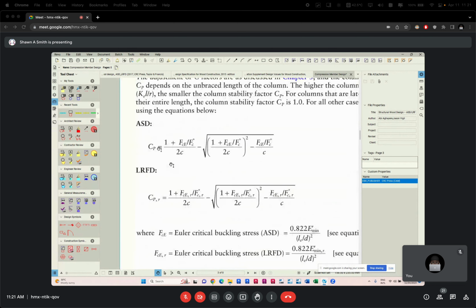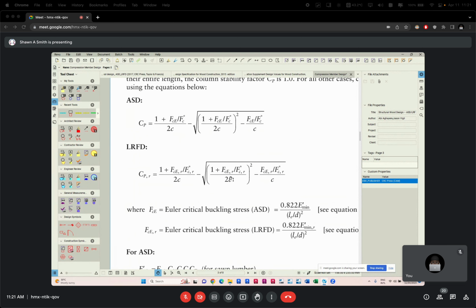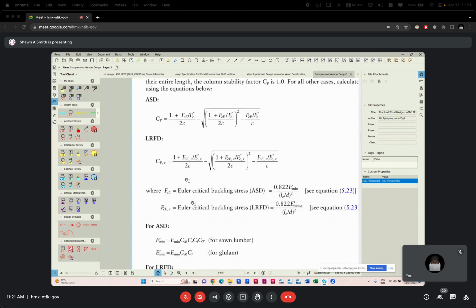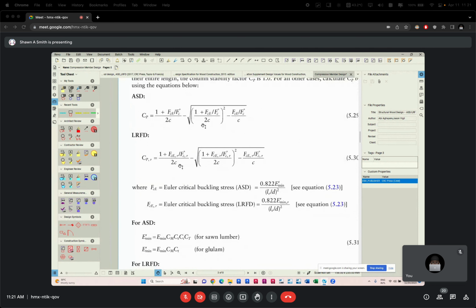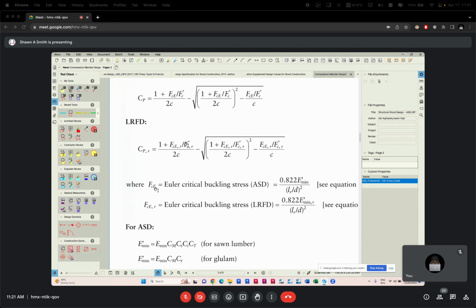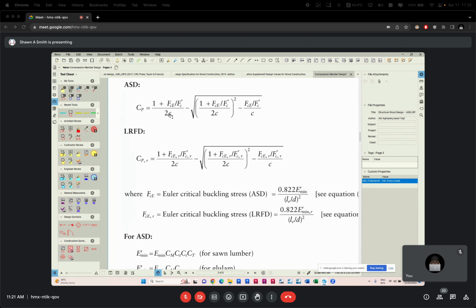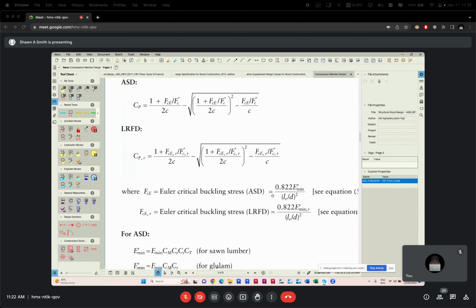For the ASD method, this is the expression for your column stability factor: 1 plus all of this, over that, then minus all of that. And for LRFD, I don't want to read it out, it's all of that. Whereby, all right, these are what you use to find them. And then to find these, you need to have these, which are given there, how to find them. See them there?